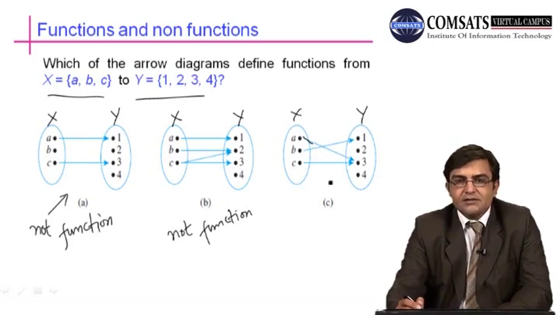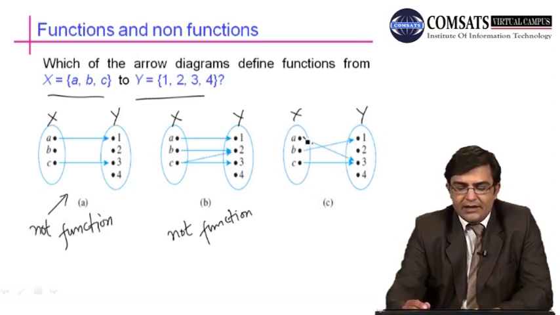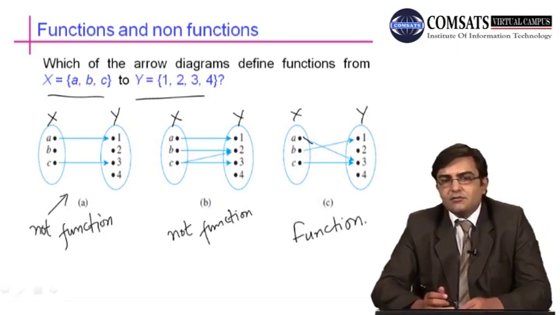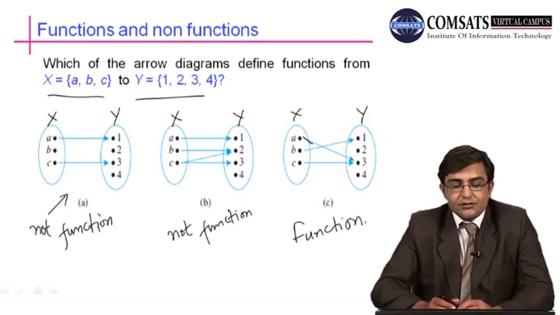So the first condition is true. Now the second condition we check here: each element in X must be related to exactly one element in Y. A is related to only one element, B is related to only one element, C is related to only one element. So this is a function, because this is a relation which satisfies the two additional conditions which we impose for a relation to be a function.